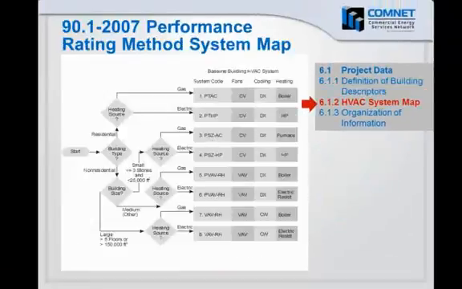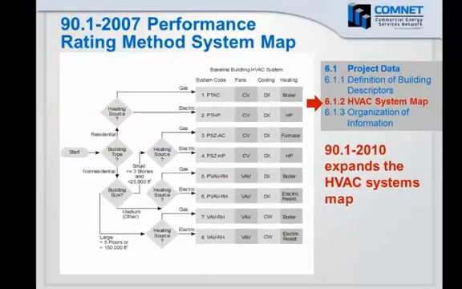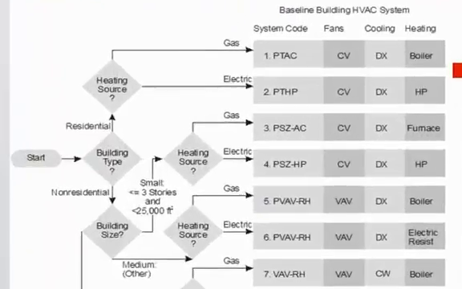Section 6.1.2 is a very important section of the COMNET manual. This has the HVAC system maps. These maps are really from the 90.1 performance rating method, and when we support the 2010 version of 90.1, this mapping has been modified some.